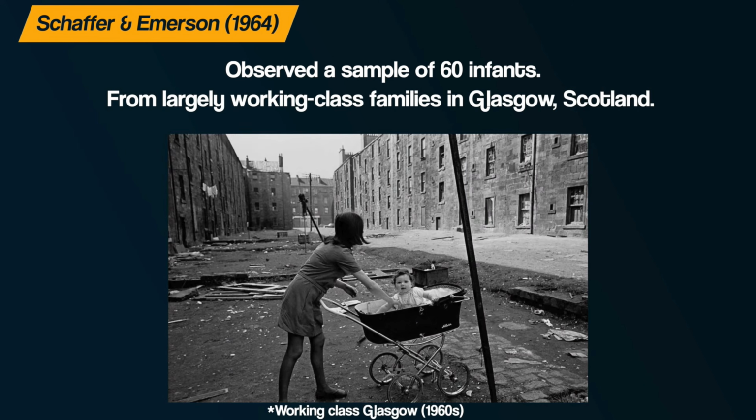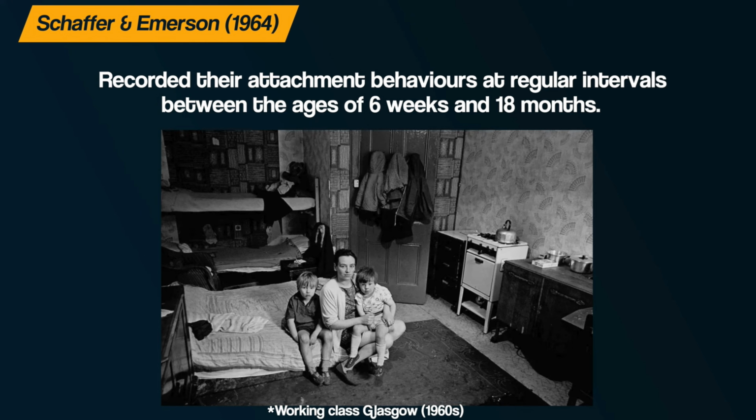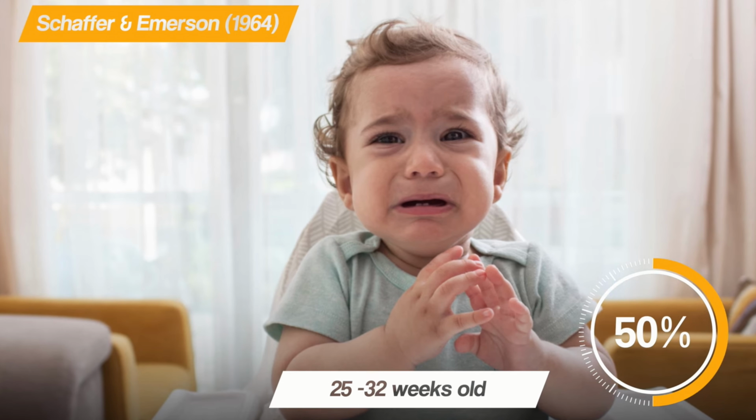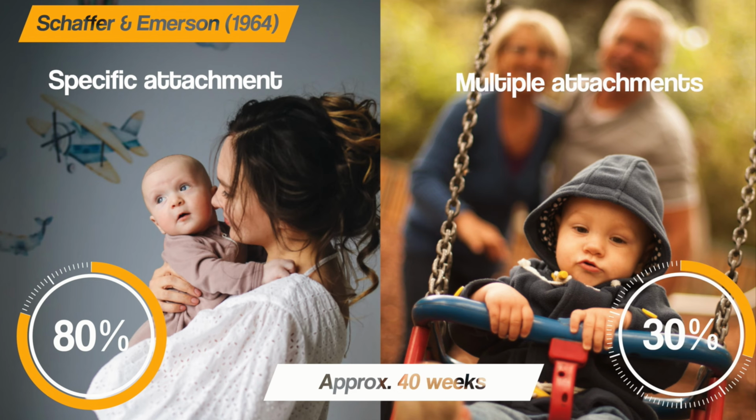Schaffer and Emerson's research, conducted on 60 infants from Glasgow, identified 4 stages of attachment development. Through regular visits between 6 weeks and 18 months, they measured attachment through interviews with the caregiver about separation anxiety and stranger distress, finding that by 6 to 8 months, 50% of babies showed separation anxiety, and by 10 months, 80% had a specific attachment.